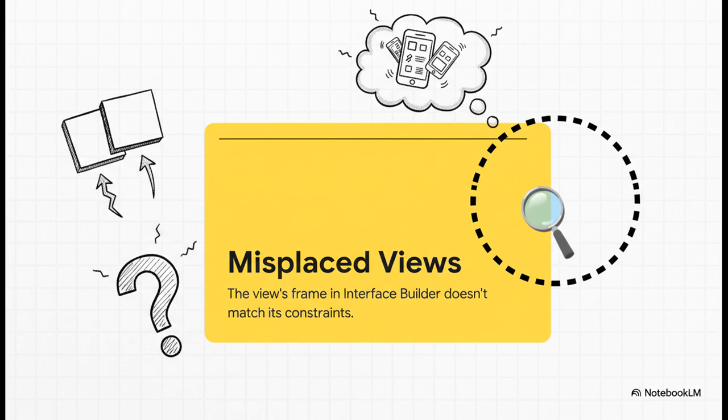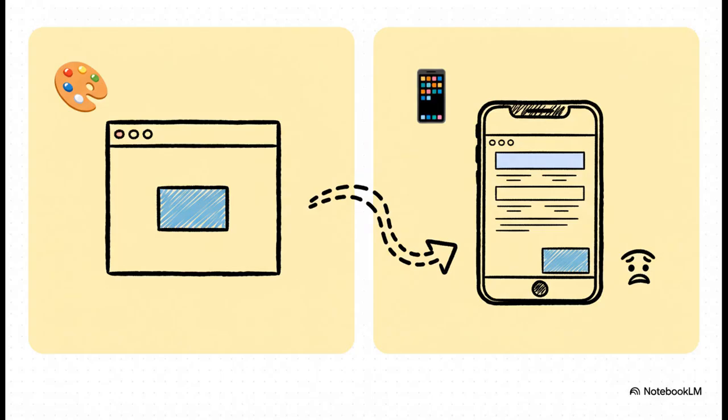This one can be super confusing. You spend all this time arranging things perfectly in your storyboard, it looks beautiful, but then you run the app, and everything just jumps around. This happens when what you see in Interface Builder gets out of sync with the actual constraints you've set.